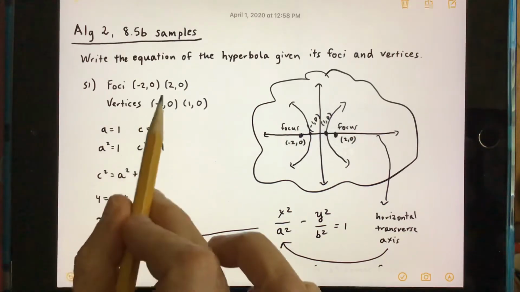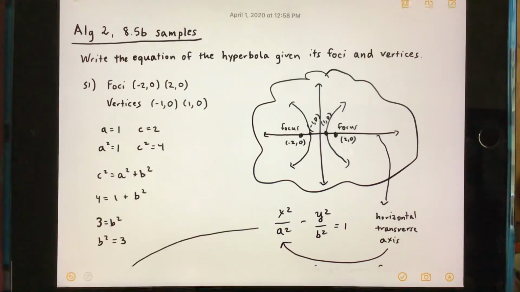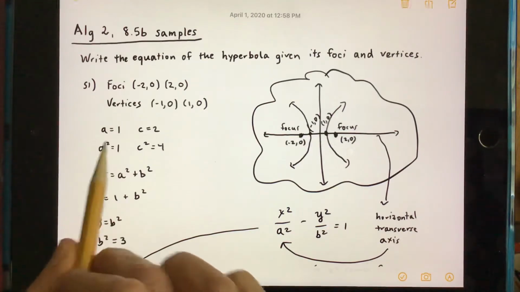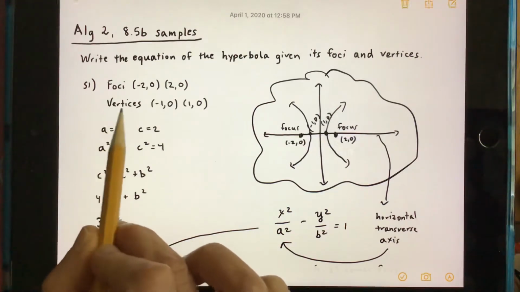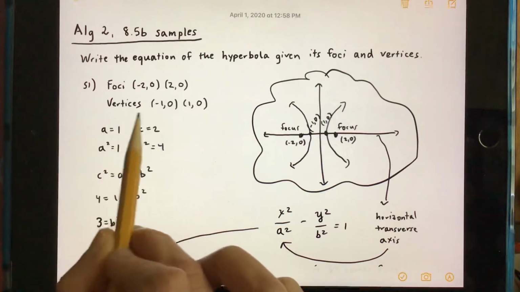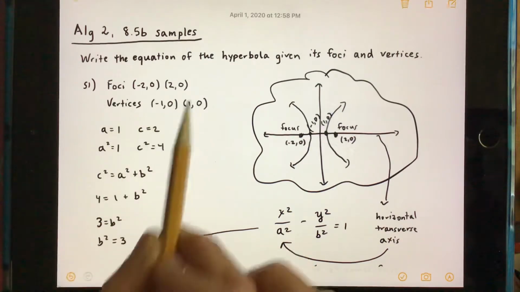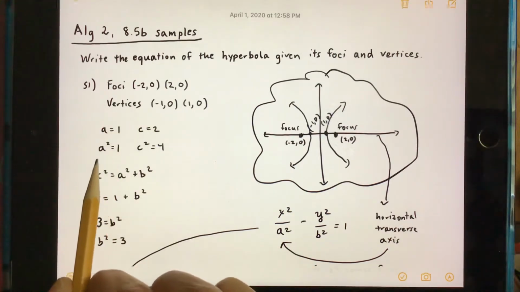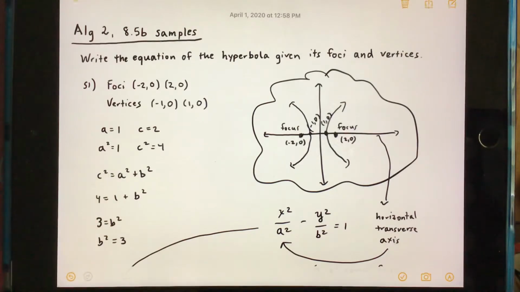Okay, so this is what we're given on sample 1, that the hyperbola whose equation we are to write has a focus of -2, 0, and vertices of -1, 0, and 1, 0. So what we're going to do is find what our a is. Remember, the a comes from the non-zero numbers of our vertices. So the vertices are listed second here. So a is 1, and then a squared is 1 squared, which is still 1.